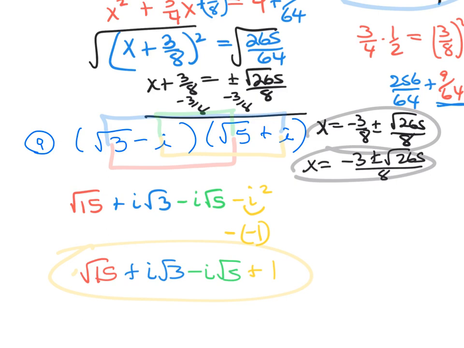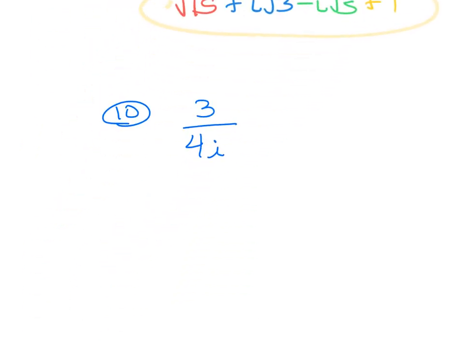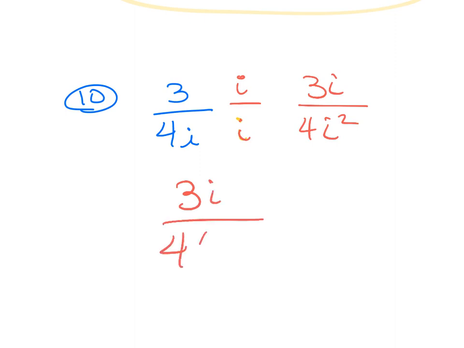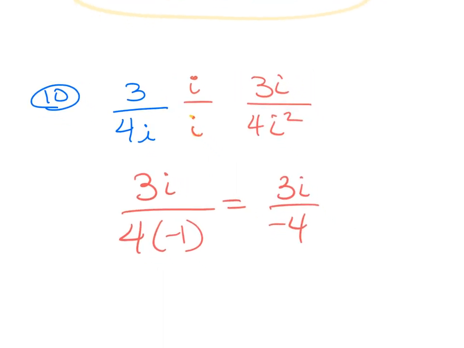For when you can't leave an i in the bottom, we have to sort of rationalize it. So I'm going to multiply the top and the bottom by an i. So this becomes 3i. The denominator becomes 4i squared. Remember, i squared is equivalent to negative 1. So I'm going to change the bottom into 4 times negative 1. 3i over negative 4. If you want to move the negative sign out front, it doesn't really matter.